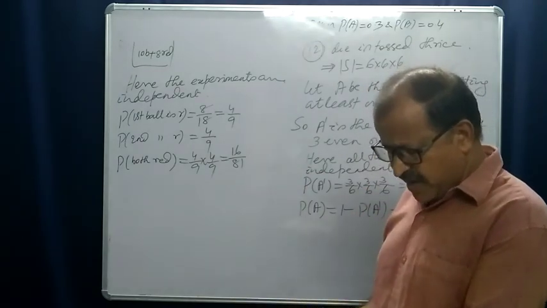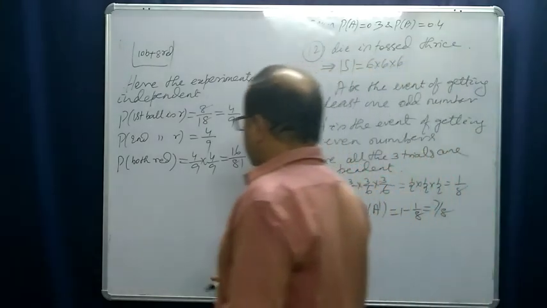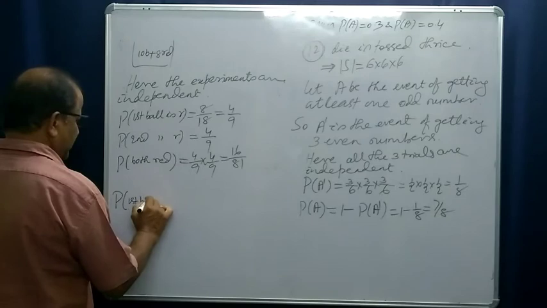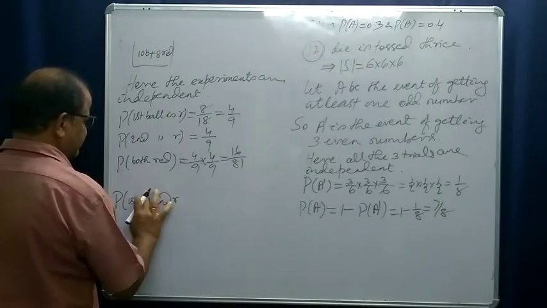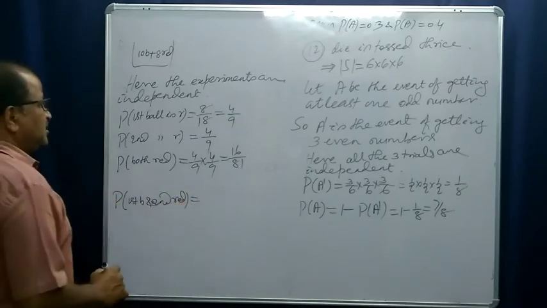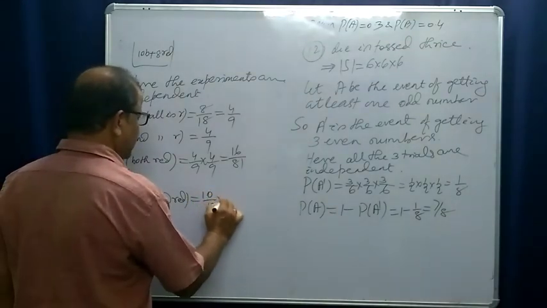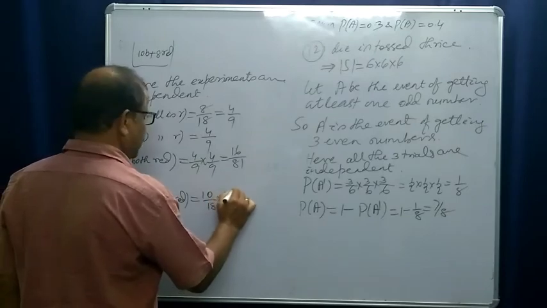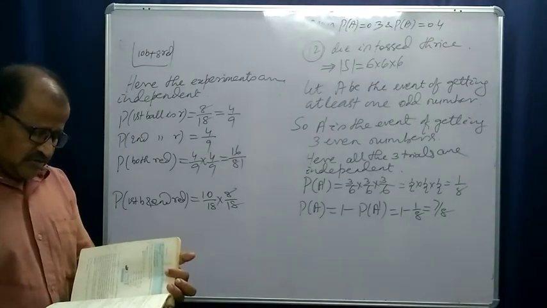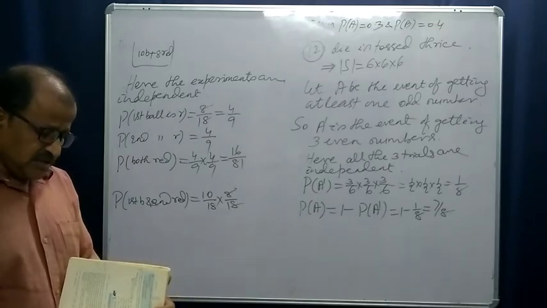First ball is black and second is red. They are also independent. Probability of first black and second red is, how many black balls? 10 balls are there. So it is 10 by 18 into 8 by 18. This much. Then one of them is black and the other is red.